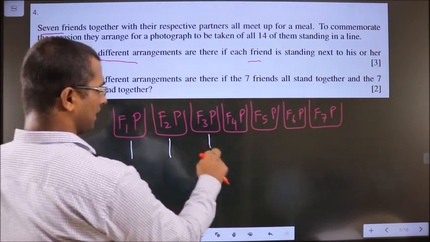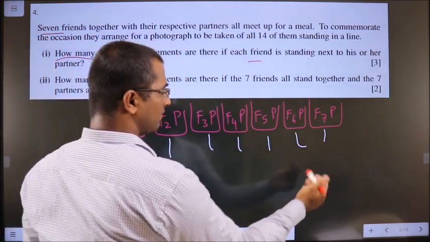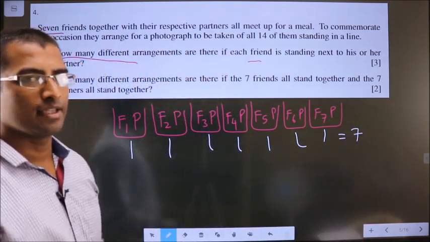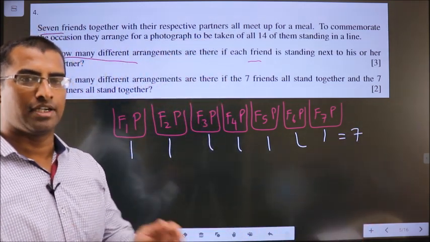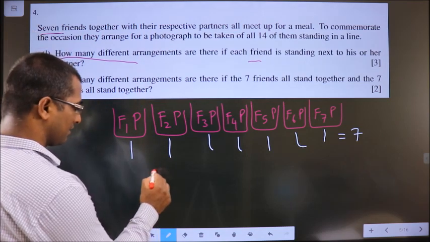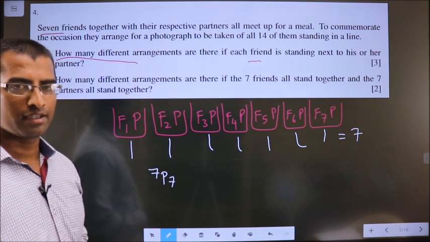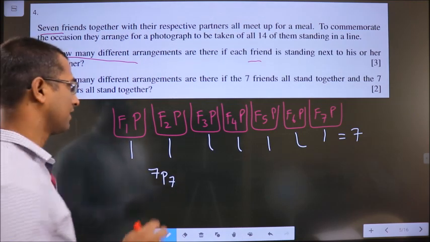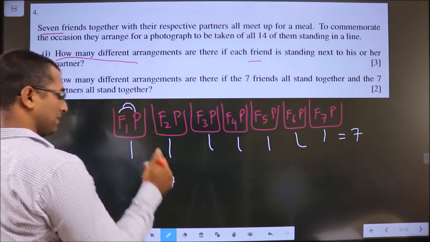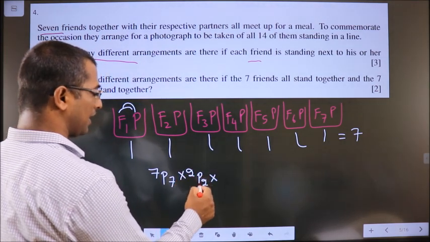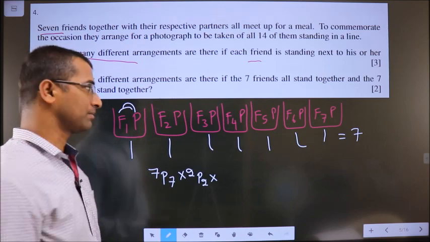So now this is one. Total how much will I get? Add all of them, I get 7. These 7 can be shuffled in 7P7 ways. Okay. Now look at inside. Inside again these can be shuffled in 2P2 ways. They are not identical, so there is no division.